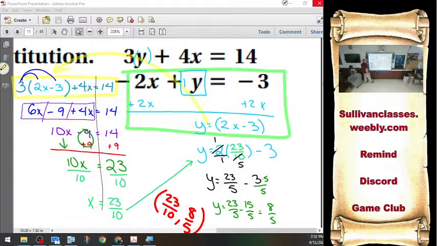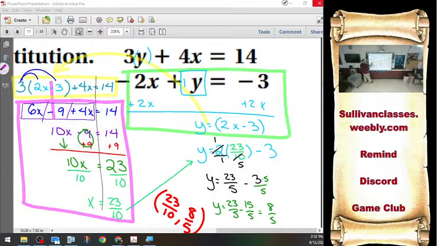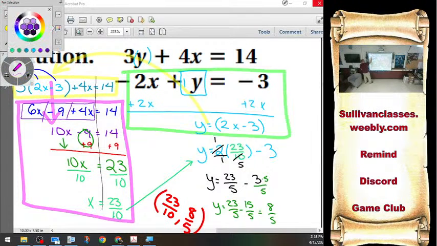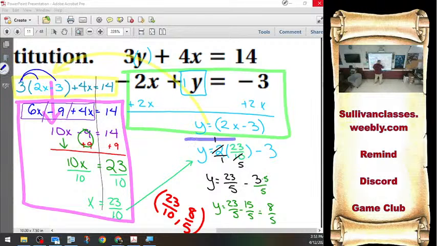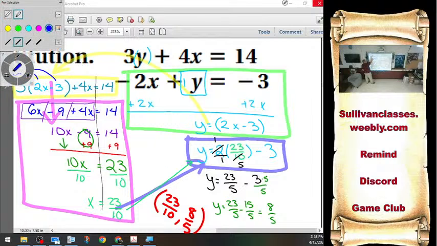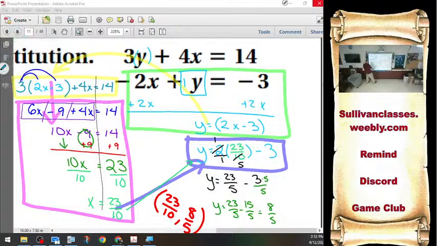Plug it in. Substitute for whatever you just found. Step 3. Solve for one of the variables. Step 4. Is you plug in x to solve. And finally, step 5. Once you solve, you got your answer. Okay?